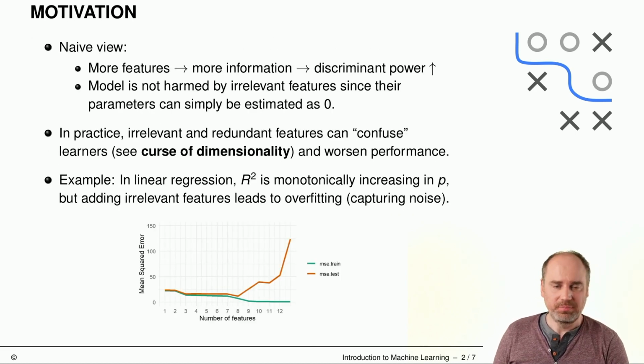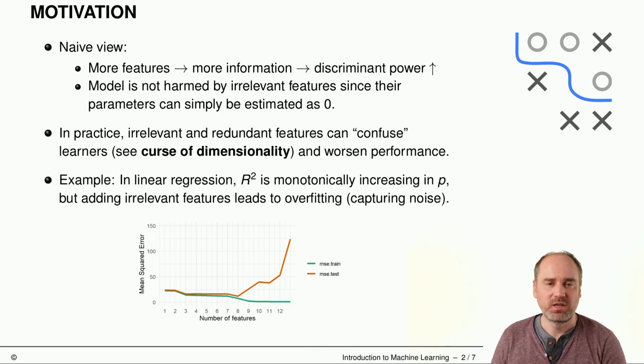So maybe let's start by getting rid of this naive view first, that if we have more features, we potentially just have more information, and more information is always better. So we have better predictive performance, or at the very least, our model doesn't become worse.